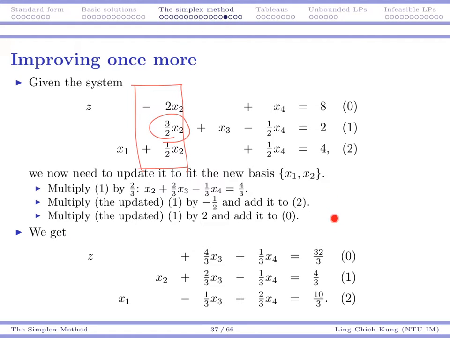So I have the steps here, please double check, and then you will see that after the updating, you get this system. Again, this system is still the same as the original one, but now in a nice format because everything is revealed. x1 is 10/3, x2 is 4/3, and the z value is 32/3. Exactly what we want. Okay?